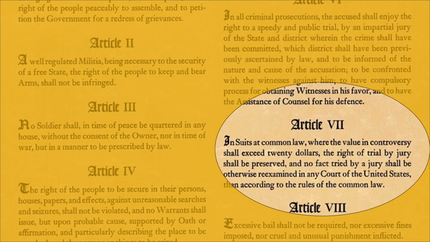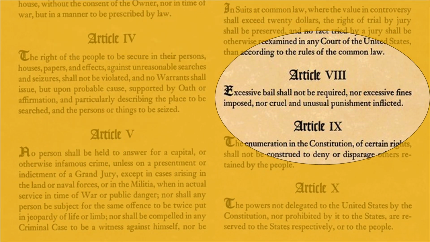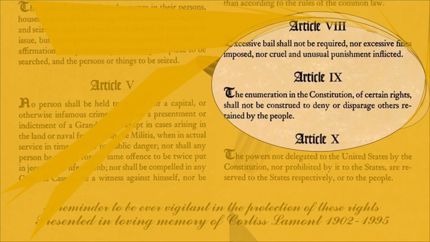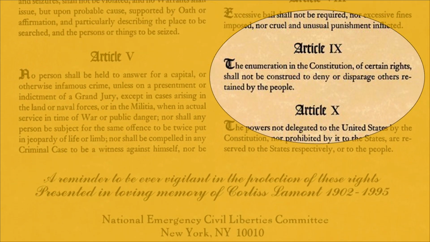Amendment 6 is a speedy public trial by an impartial jury. Amendment 7 is a fair trial, trial by jury, fact by law, right? All that fun stuff. Amendment 8 is cruel and unusual punishment, so you can't be tortured or face excessive bail. Amendment 9 is the enumeration of rights in the Constitution. It does not mean that there are no other rights. They're saying we haven't listed all the rights you have.